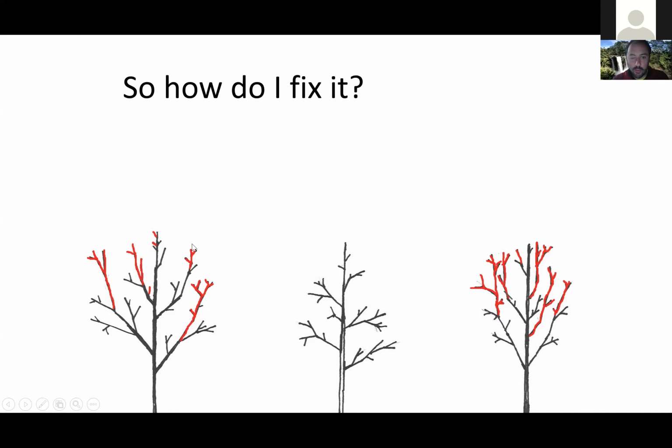I shortened all the competing leaders. I then shortened this branch, which was getting too large relative to its parent branch. I then shortened it as well. On this tree, again, competing leaders.